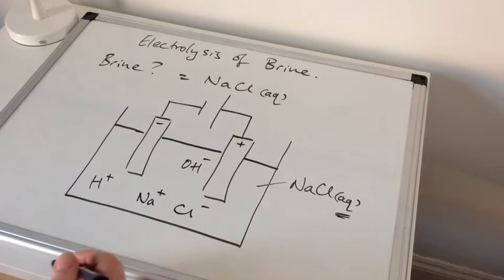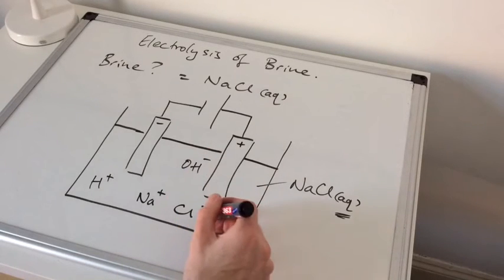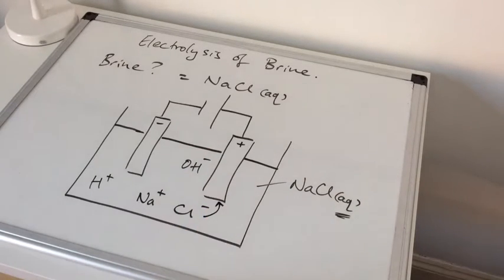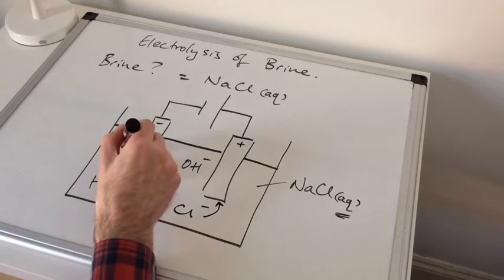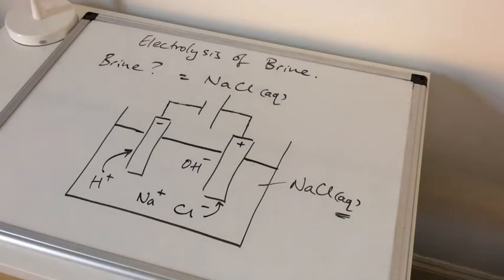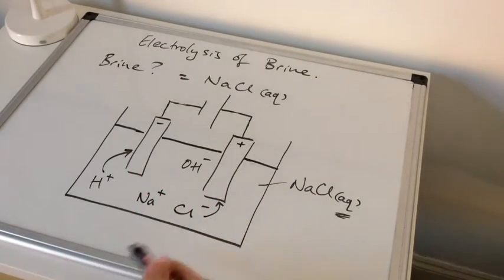So which one is going to be attracted? Well, in the case of the negative ions, it's the chloride ions that go in preference to the hydroxide ions. In the case of the positive ions, it's the hydrogen ions. So the first thing we need to establish is what's going to happen at each of these electrodes. So we'll start with the positive electrode, the anode.